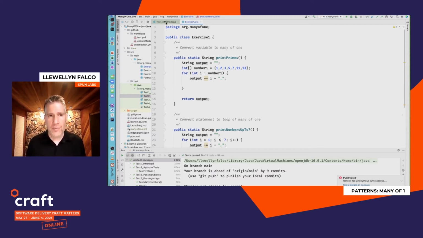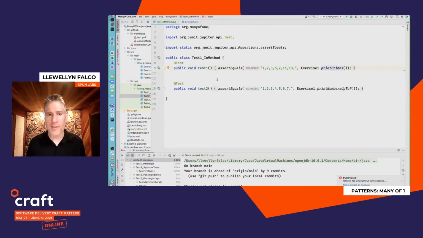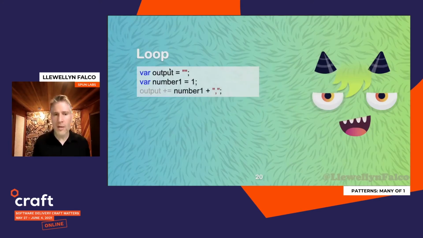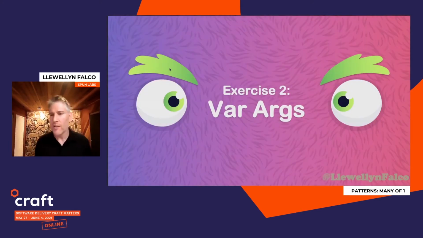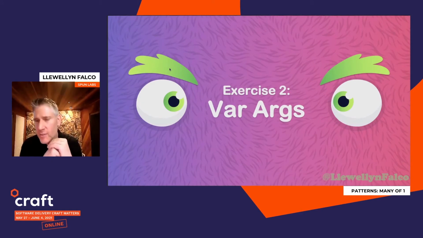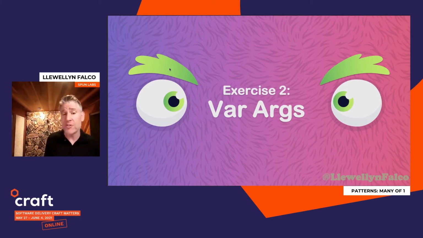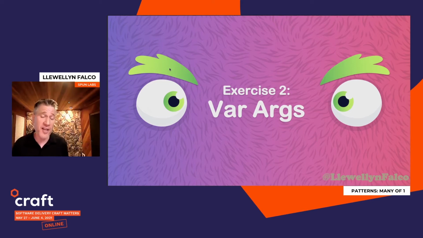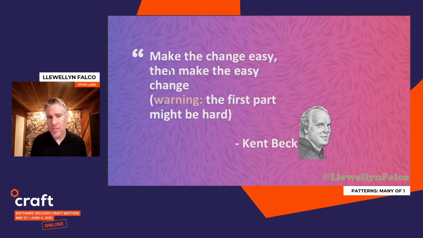So next, let's take a look at using the same concept of many of 1 with variable arguments. And this is a thing I usually use to maintain backwards compatibility in my API while extending the features. And for this is the quote that I was thinking of earlier, which is Kent Beck saying, make the change easy and then make the easy change.